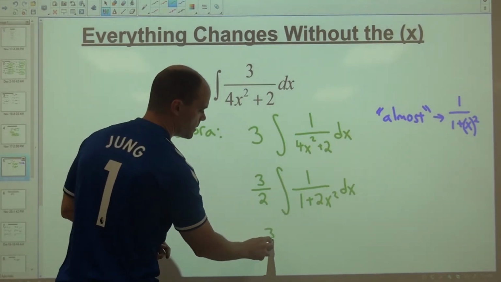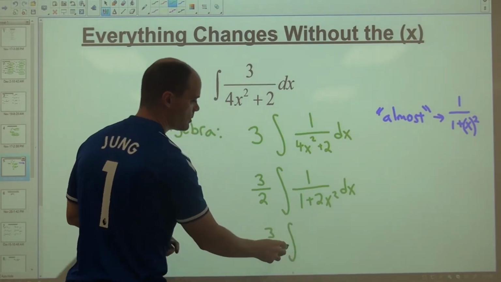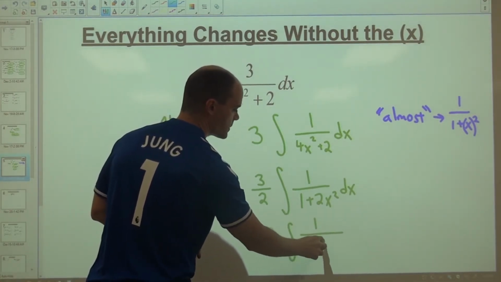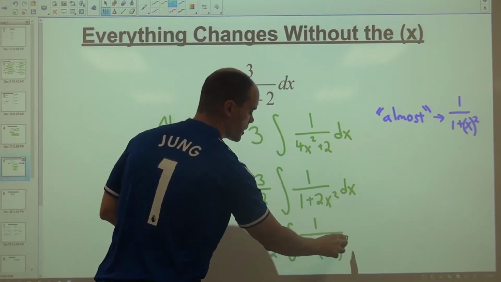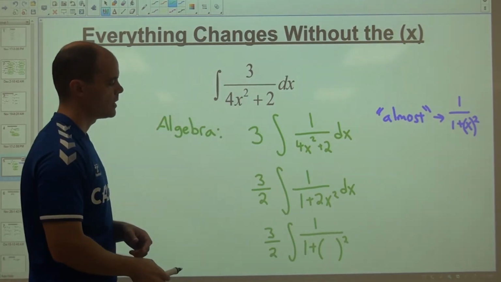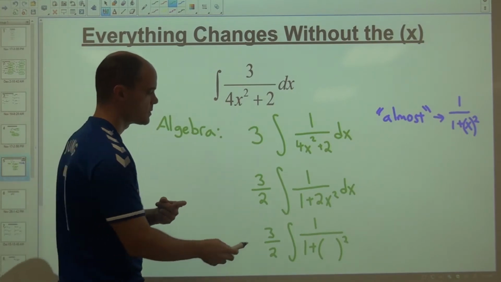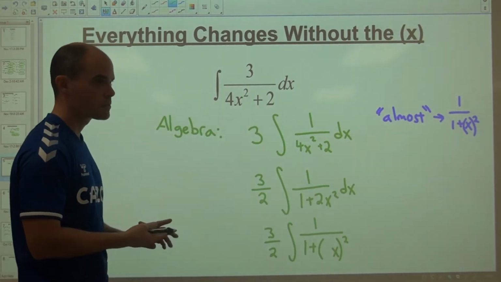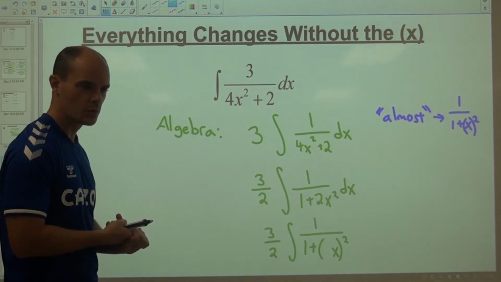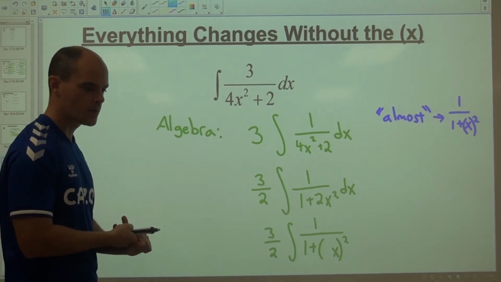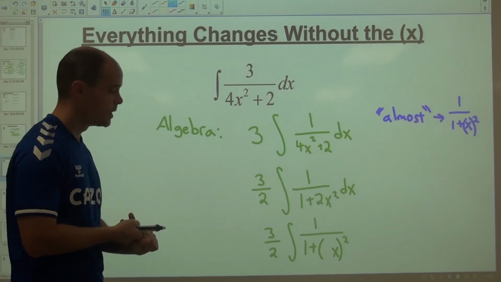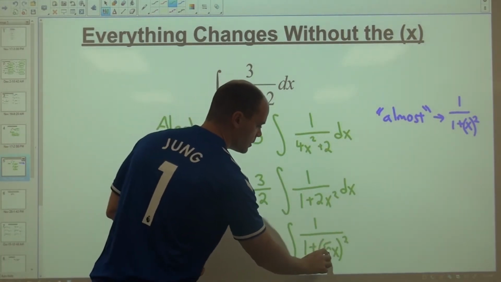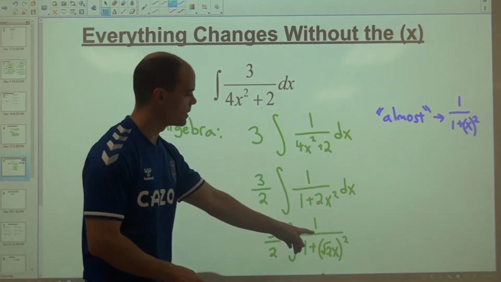I'm going to rewrite the exact same integral, but I need 1 over 1 plus something squared. Well, obviously x times x is x squared. What times what gives me 2? What times what gives me 2? Radical 2. The square root of 2 squares to give me regular 2.